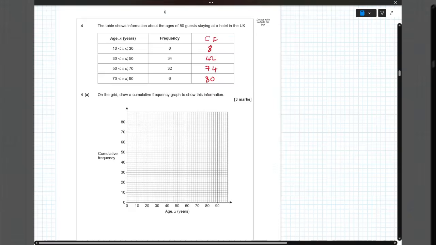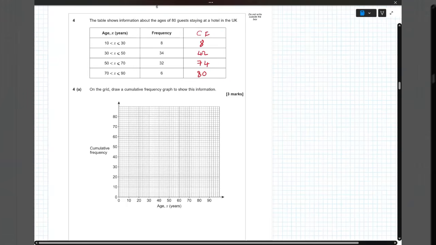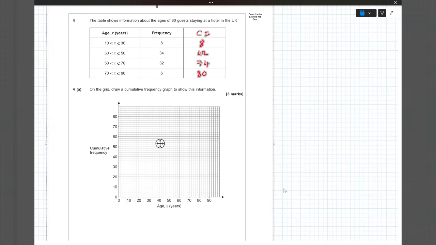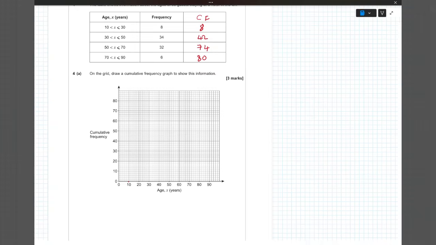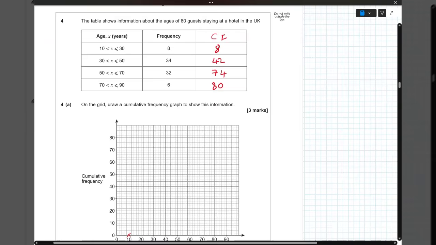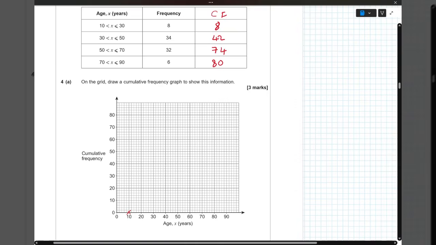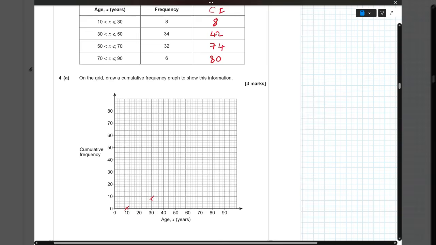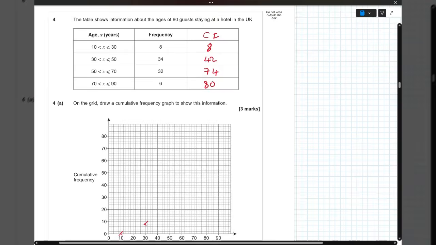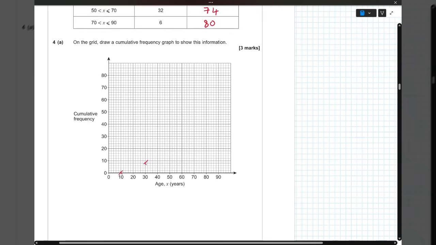Right, our next step is to plot all of our points. And something that people may miss is that our lowest number is 10, so actually we need to plot 0 at 10. Our next ones, we plot at the end of the boundaries. So 8 will be plotted with 30. 42 is going to be plotted at 50.